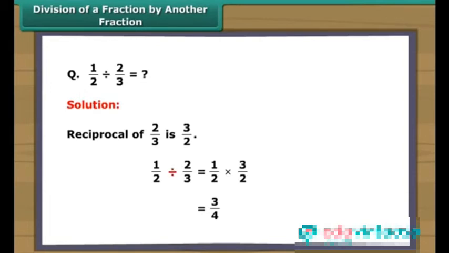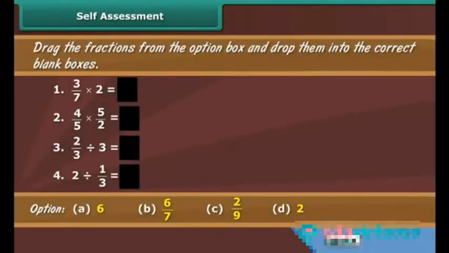Remember, the division sign changes to multiplication sign as soon as the number on the right side of the sign is replaced by its reciprocal. Here the number on the left side remains unchanged. Self-assessment. Drag the fractions from the option box and drop them into the correct blank boxes.